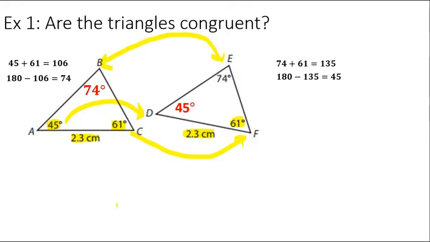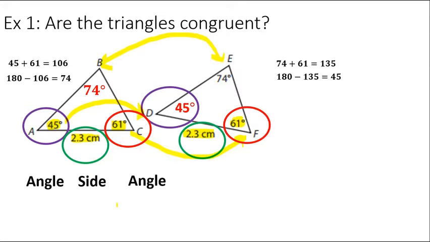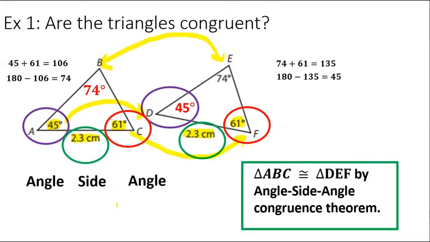Okay, so with the information given to us, we have angle A and D, their angle. We have a side included between the two angles of 2.3, that's our side. And then 61 is our third angle. So we have the congruence theorem of angle side angle. So we can say that these two triangles are congruent by the angle side angle congruency theorem. So triangle ABC is congruent to DEF by the angle side angle congruence theorem.